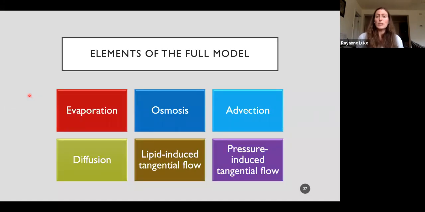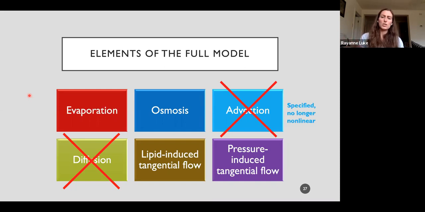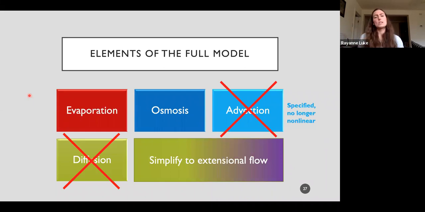So here are the elements of the PDE model, and some of them are going to get simplified, some of them are going to get dropped. Advection will no longer be nonlinear. Diffusion is ignored. And we're going to combine our lipid-induced tangential flow and pressure-induced tangential flow together into a simple extensional flow term.